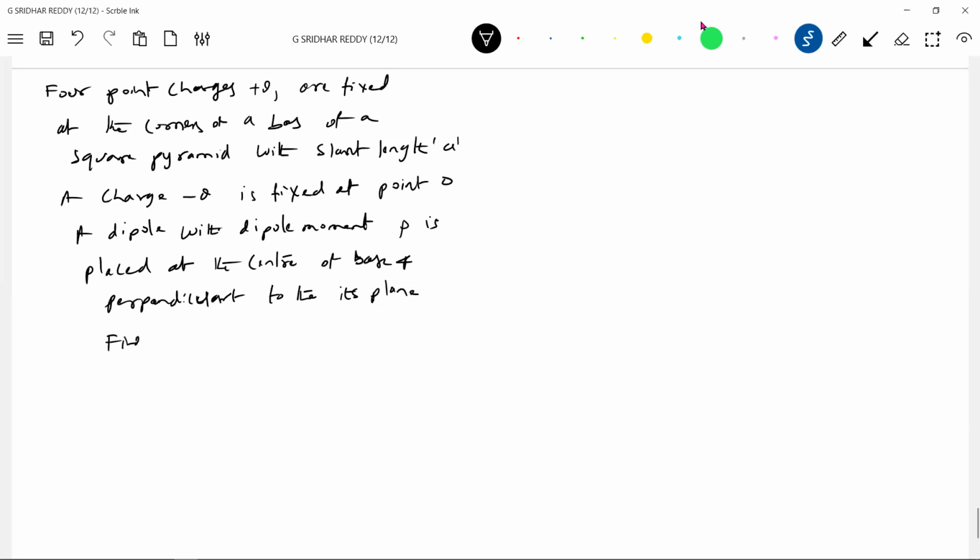What do you have to calculate? Find the force on the dipole and the potential energy of the system.